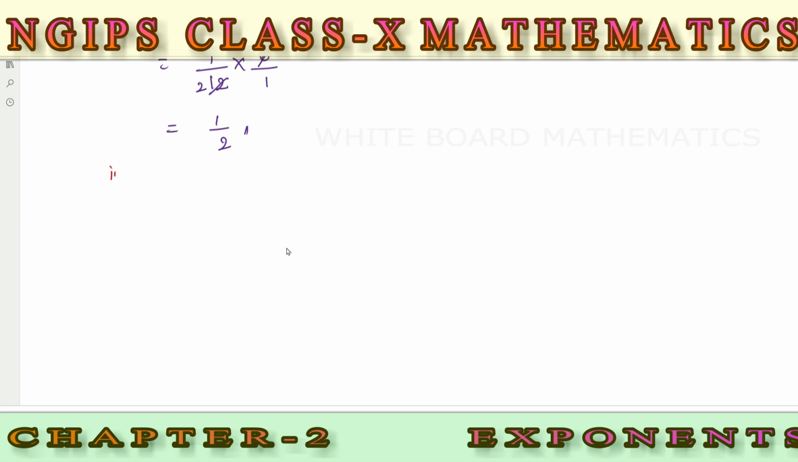So we have here the third one, (2 inverse plus 3 inverse) whole cube. Now 2 inverse I can write as 1 by 2, plus 3 inverse I can write as 1 by 3, whole power 3. So we have here cube. In between the terms we have a plus.